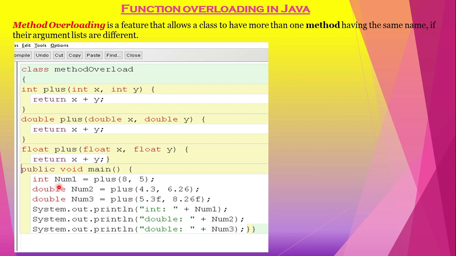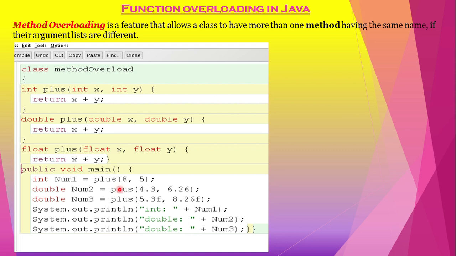Now when we call, the object I have created, okay, int num is equal to plus 8, 5. I am calling, see, all are plus only. Why have I declared int num here? Because this function is returning an integer value. See, this is returning an integer value. Now this is returning a double value and this is returning float. You can go for double also, no problem. So I have received three values over here.